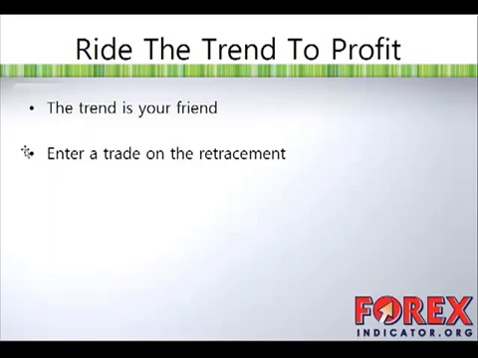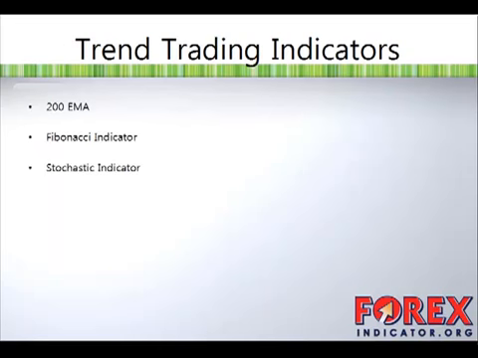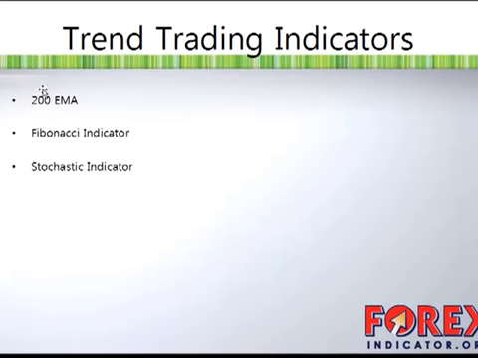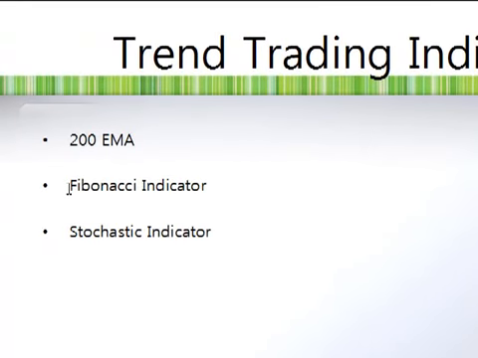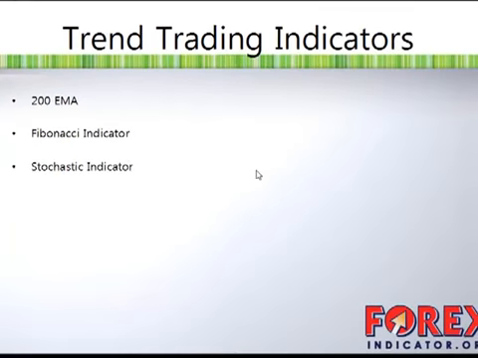Therefore, the whole idea of this strategy is to enter a trade on the retracement of the price. So let's go through the indicators that we need. First, you need the 200 EMA, which is the 200 exponential moving average, not the simple moving average. You need the Fibonacci indicators, and you need the stochastic indicator. For the stochastic indicator, you just set the default setting of 5, 3, 3, and that will do.